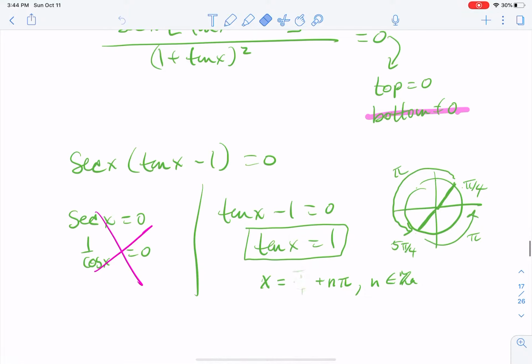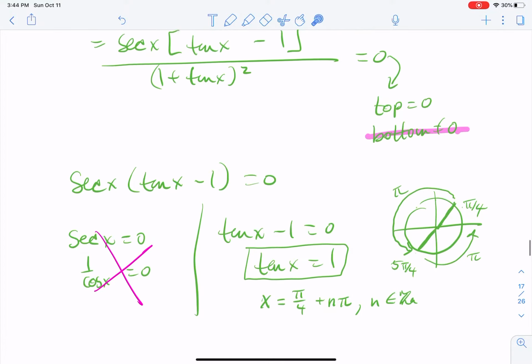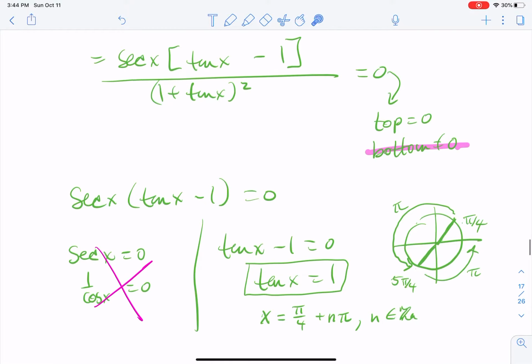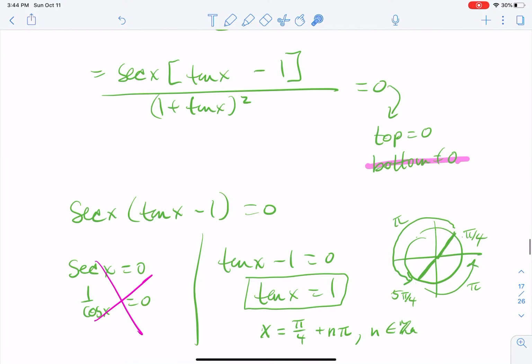We got pi over 4, and then 5 pi over 4, and add another 4 to that, 9 pi over 4, and so on, for everywhere where the top's equal to 0. We just need to make sure, let's verify that the bottom's not also equal to 0. It's not going to take that long.